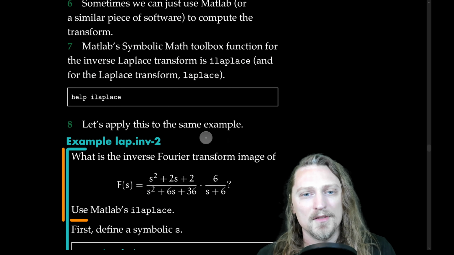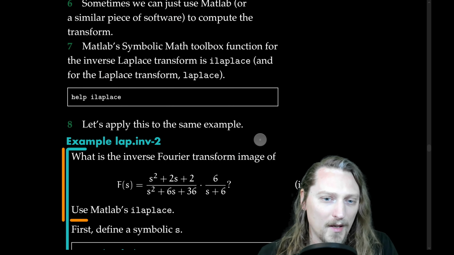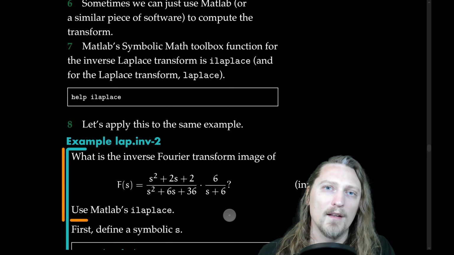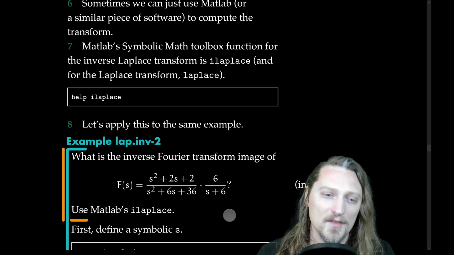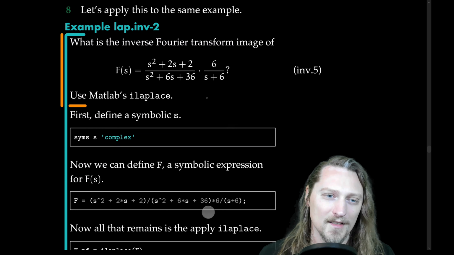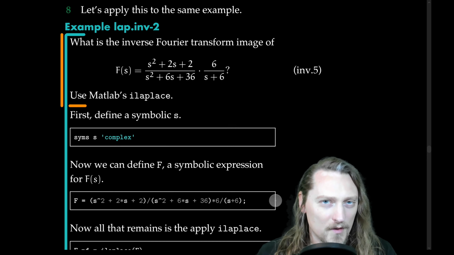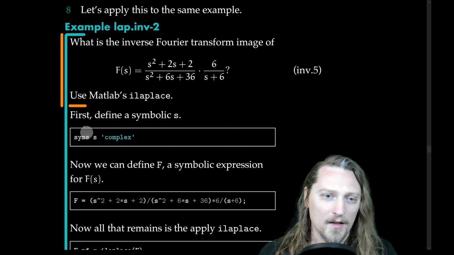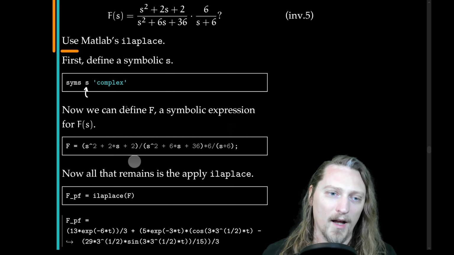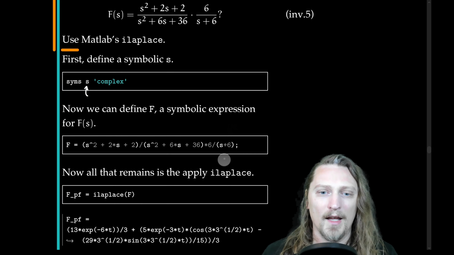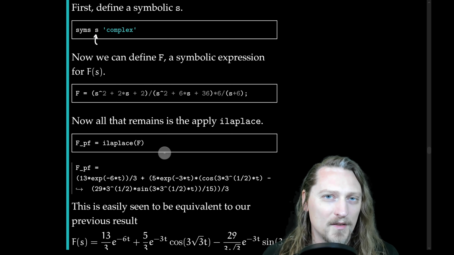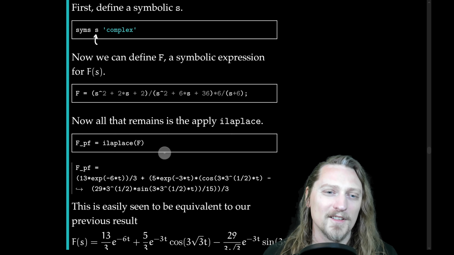So let's apply this to the example above. We have the same expression, and we would like to know what the inverse Laplace transform is. So Matlab's ilaplace is the instruction. We do the same thing we did before. We define a complex symbolic variable s. We define F of s. And then we simply call it with ilaplace. Okay?